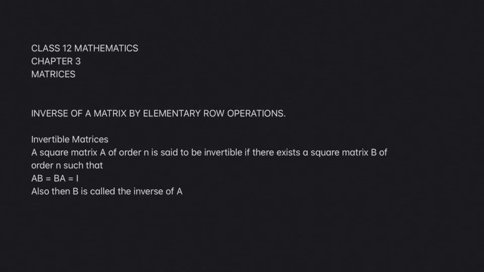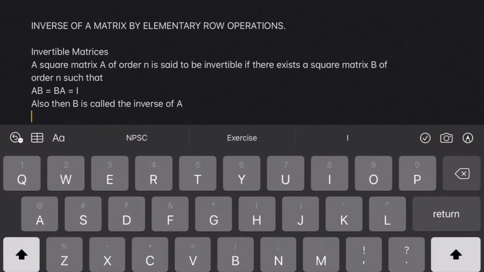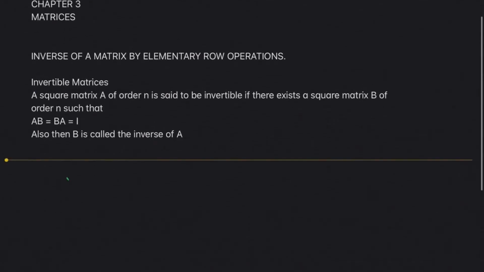Okay friends, let us continue with class 12 mathematics, chapter 3, inverse of a matrix by elementary row operations. In the previous video we have already seen invertible matrices. A square matrix A of order n is said to be invertible if there exists a square matrix B of order n such that A into B or B into A equals I. In that case, B is also called the inverse of the matrix A, and we write A inverse as B.